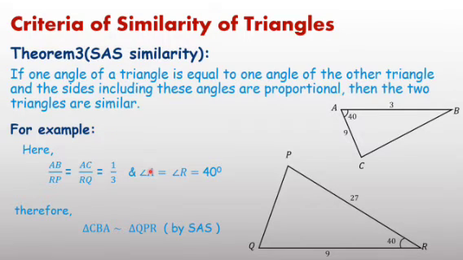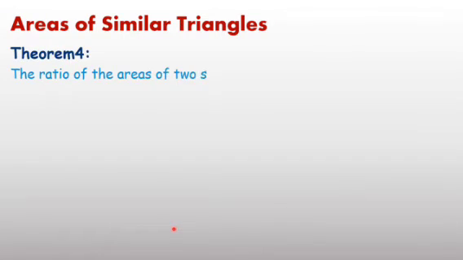Three criteria are there: triple A, triple S, and SAS similarity. That is the minimum requirement to prove two triangles as similar. Next, areas of similar triangles. This is the important theorem of this chapter. It is important for the board examination also. For the Class 10th board exam, it is a very important theorem.